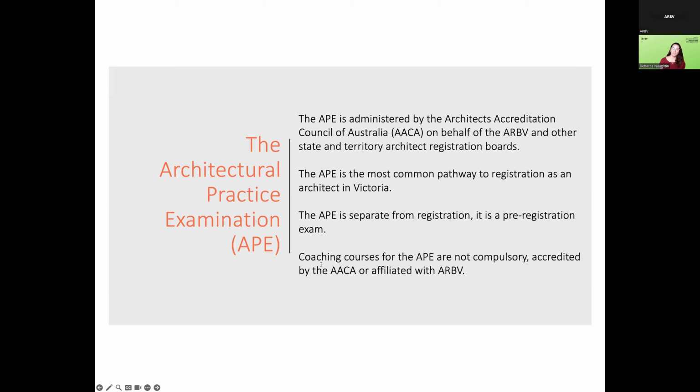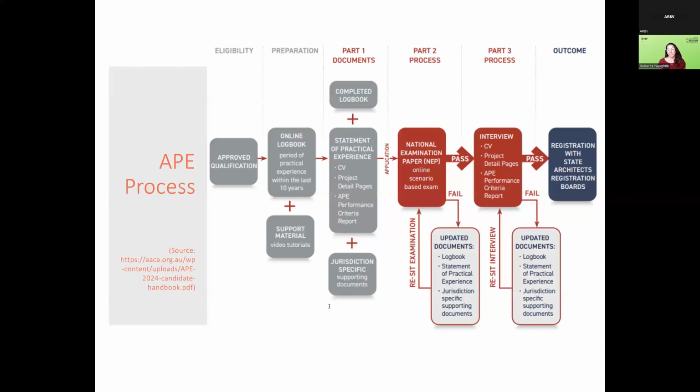This means after you successfully complete the APE, you should be applying for registration if you intend to work as an architect in Victoria. The following slide provides a visual overview of the APE process, and we'll go over these parts in more detail in the next few slides. Once you've completed all three parts of the APE successfully, you will be ready to apply for registration.